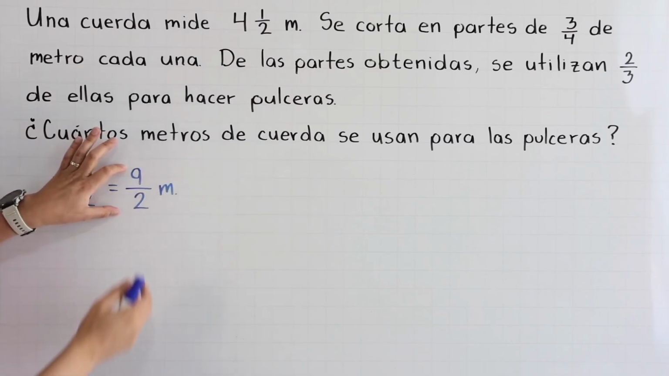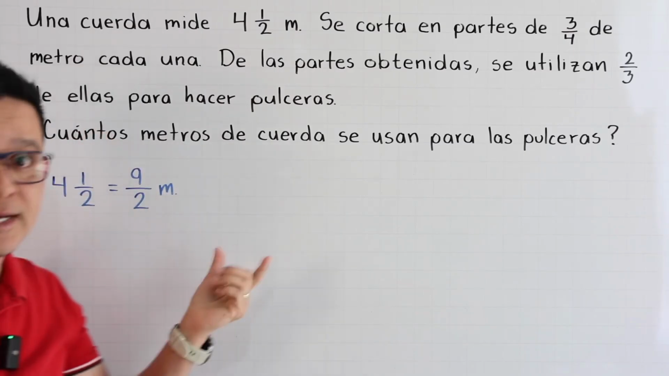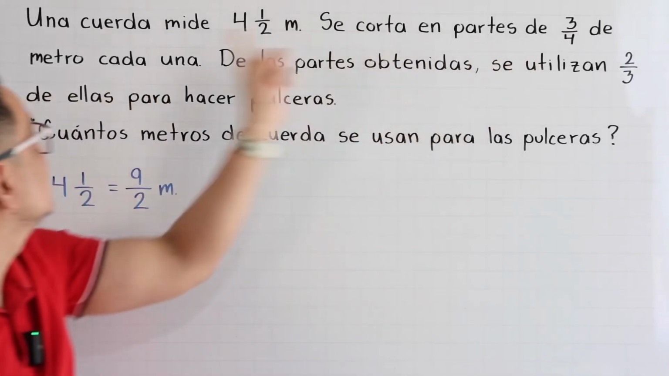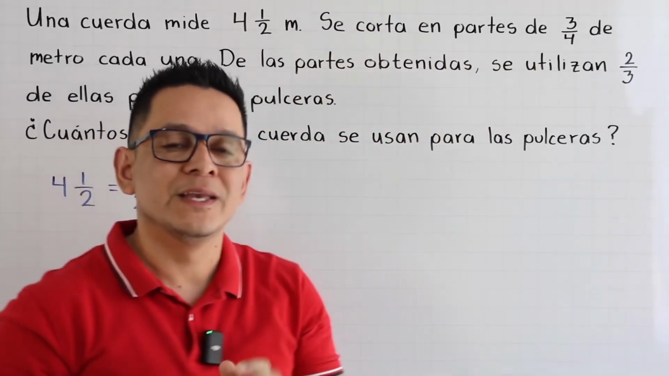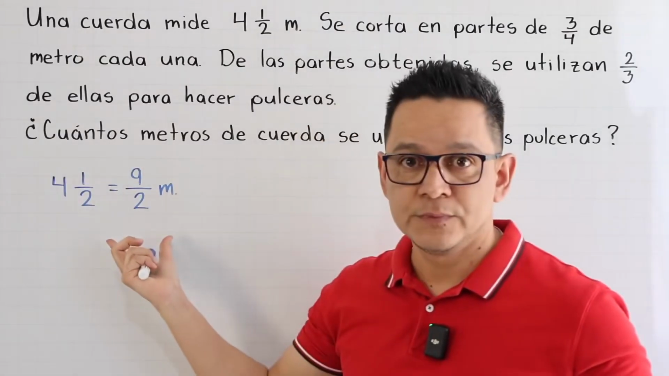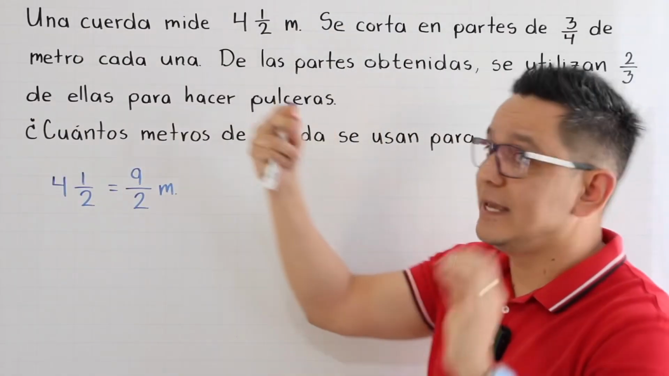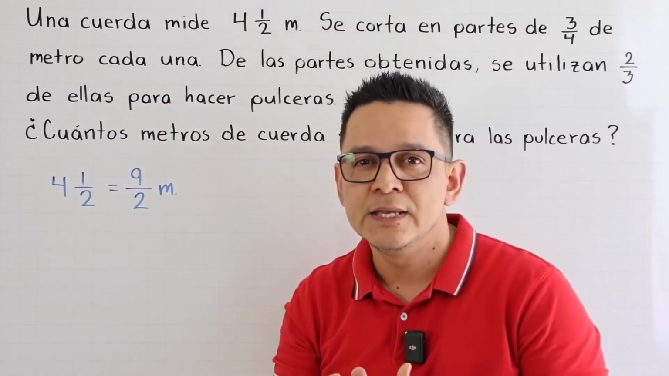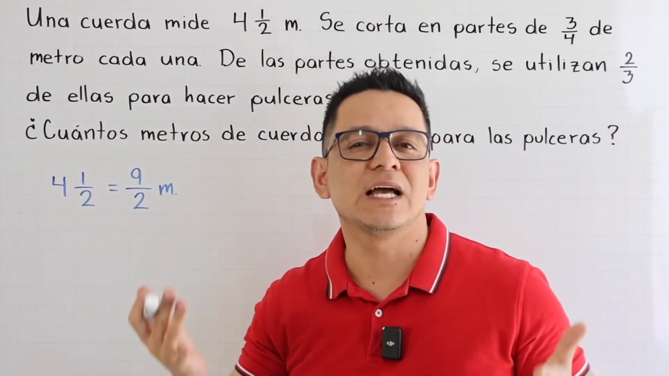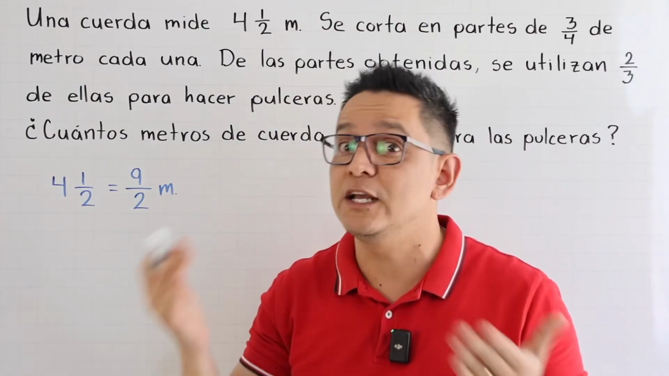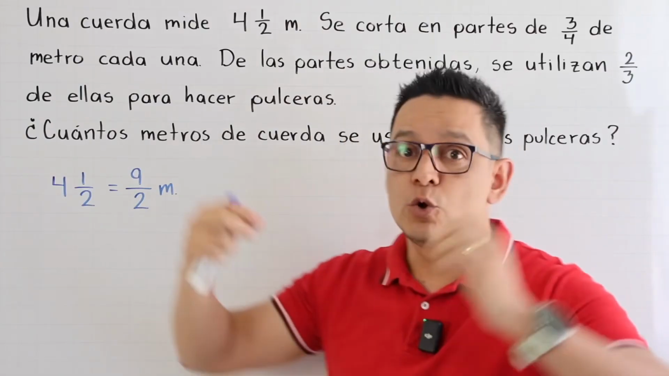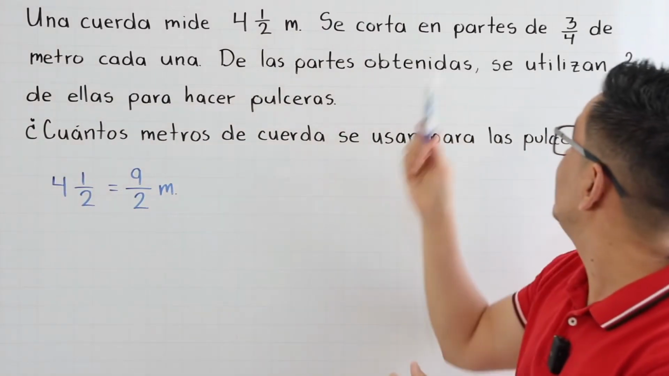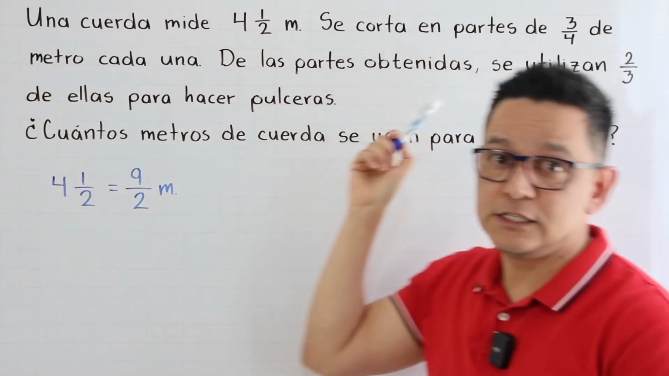Remember this information. Then it says that this rope, which measures 9/2 of a meter, is cut into pieces of 3/4 of a meter each. Pay attention. We have a rope that measures that, and then we're going to cut it into pieces that measure this, 3/4 of a meter each. If I wanted to know the total number of ropes, would you agree with me? What I have to do is take the length of the big rope, which is this, and divide it by the length of each of the pieces, which is 3/4, right?